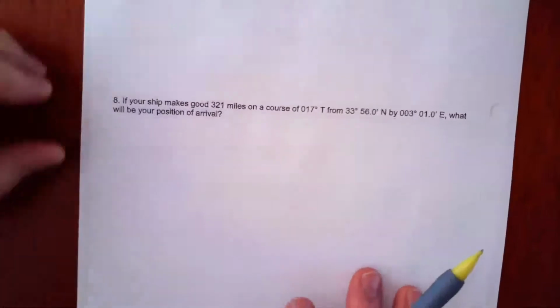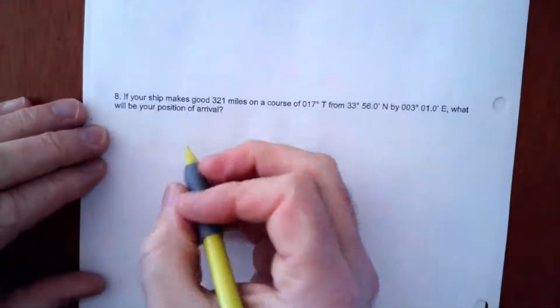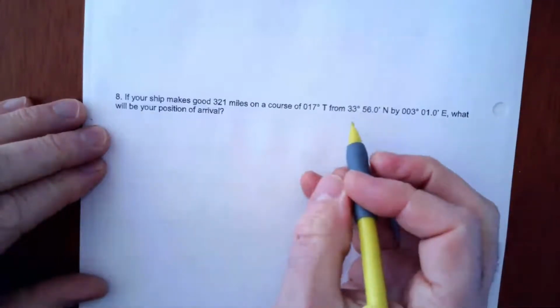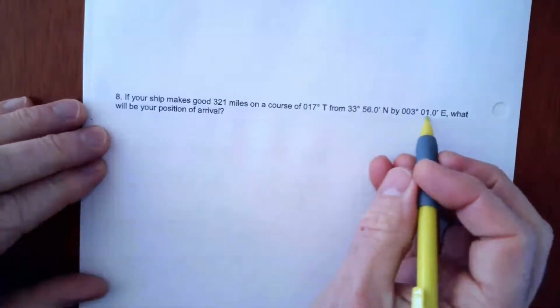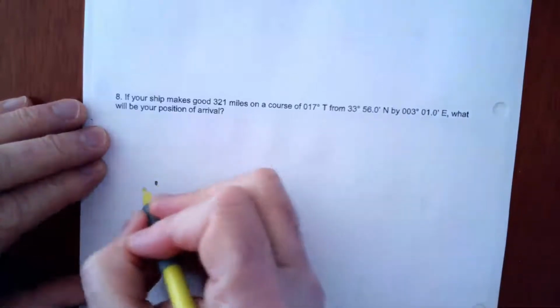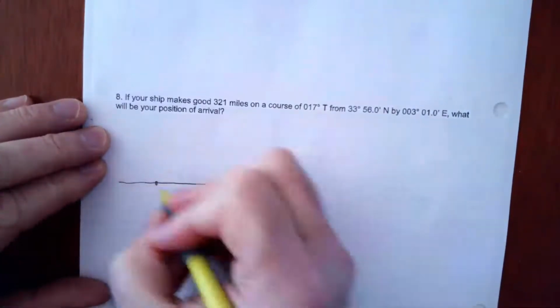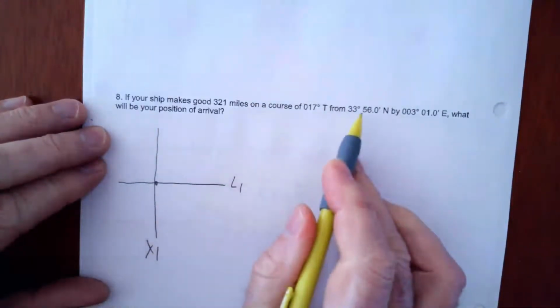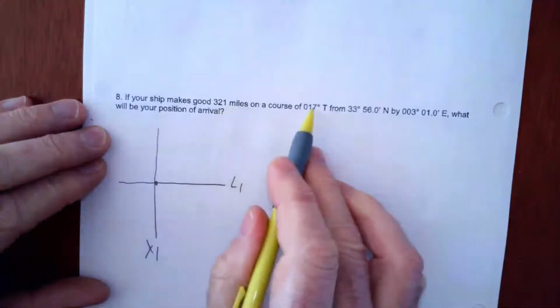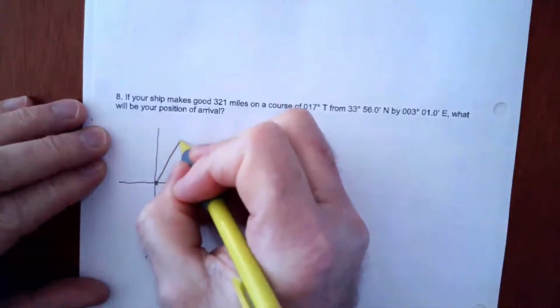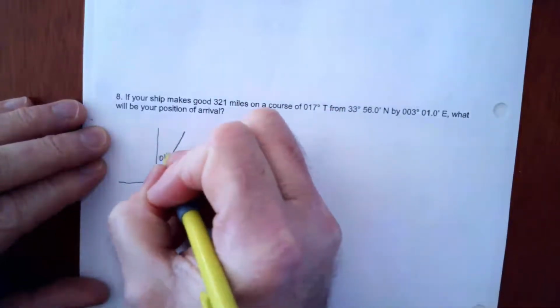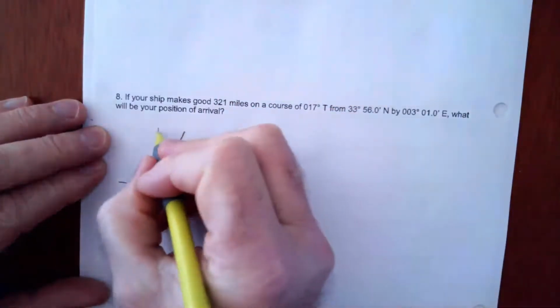Let's see. We got problems 7 and 8. Let's just do this one here and see how this comes out. So I'm leaving from 33 north by 3 east. So I'm going to go like this. There is my L1, and there is my longitude 1. And I'm going 320 miles on 017. So 017 is something like this, okay? And that's in the northeast quadrant, so C equals CN. So there we go.